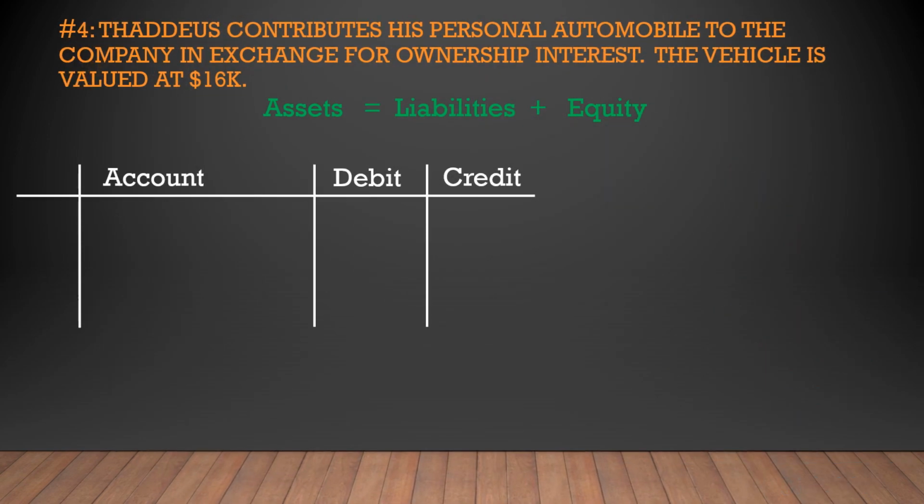Number 4. Thaddeus contributes his personal automobile to the company in exchange for ownership interest. The vehicle is valued at $16,000. This transaction is akin to the first one. The owner is contributing his own asset to the company, so we have an increase in assets and an increase in equity. Increase the automobile asset with a debit, and increase equity, owner's capital, with a credit.